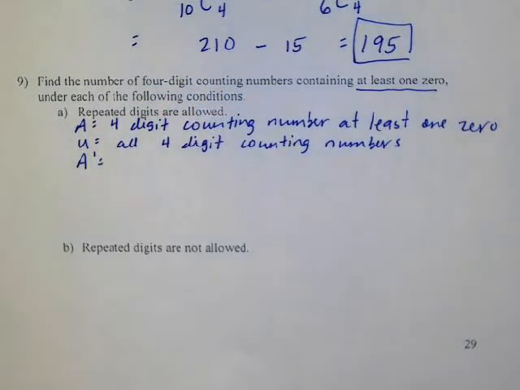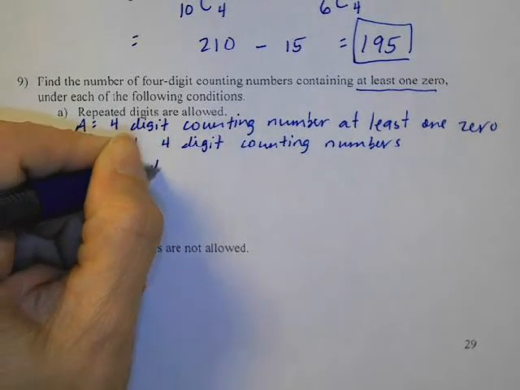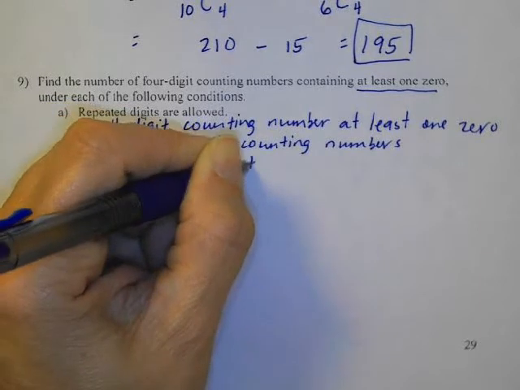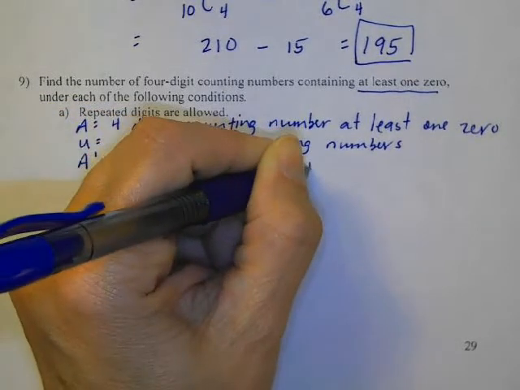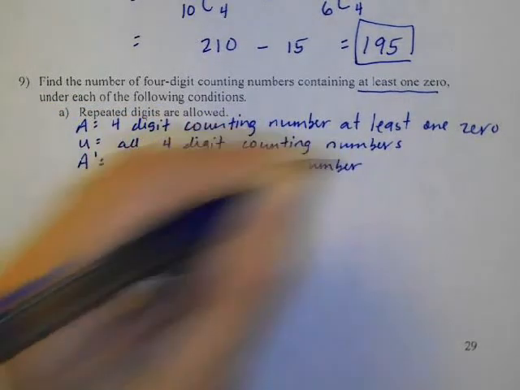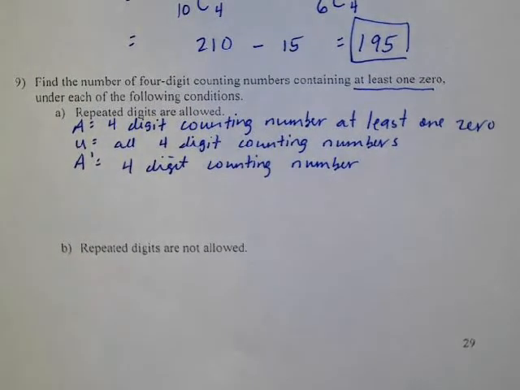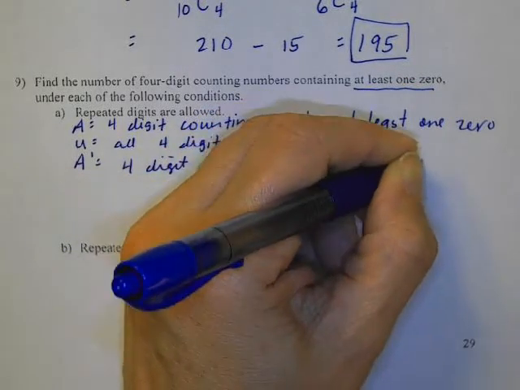A prime is a 4-digit counting number. Remember, the general job doesn't change as you're finding A, U, and A prime. It's the condition that changes. So now the condition is A prime. So we would want a 4-digit counting number, no zero.